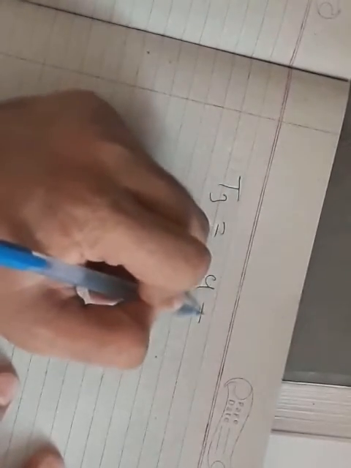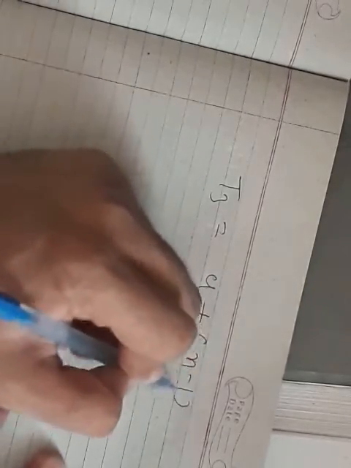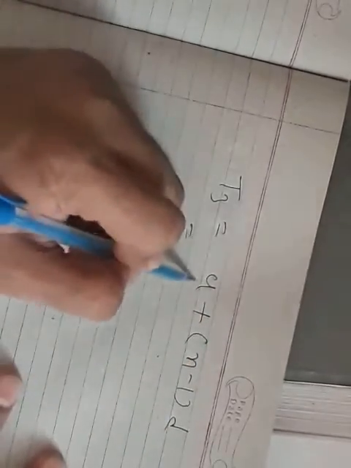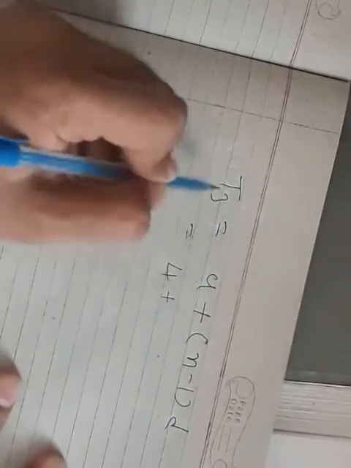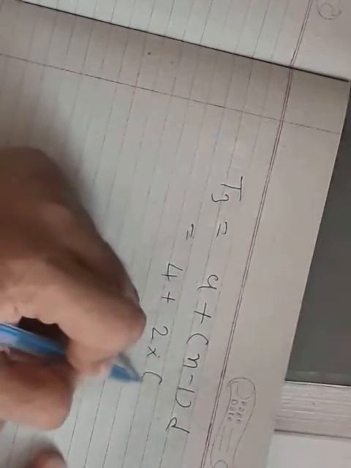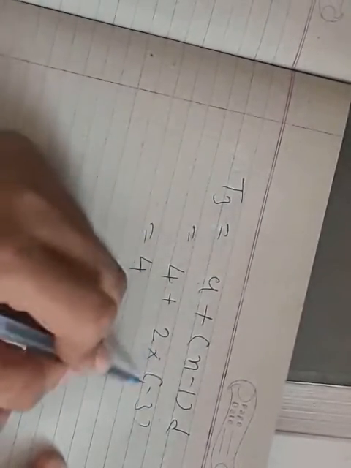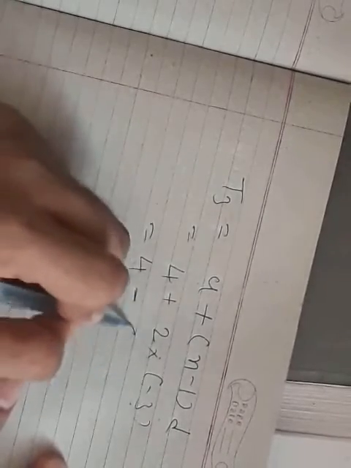Next, T3. It becomes A plus n minus 1 D. Here instead of A we have 4, instead of n we have 3. So 3 minus 1 is 2, and D is minus 3. So here 4 plus minus 3 2s are 6. 4 minus 6 is minus 2.